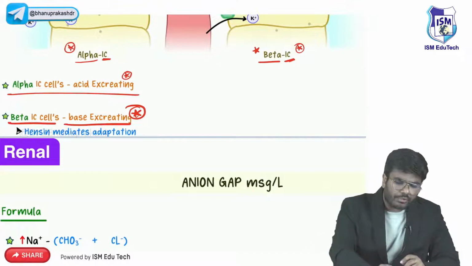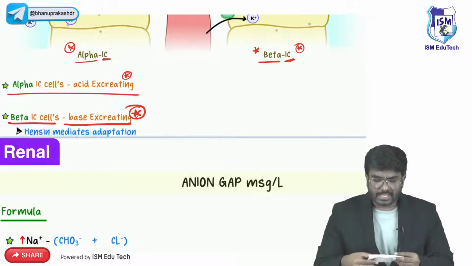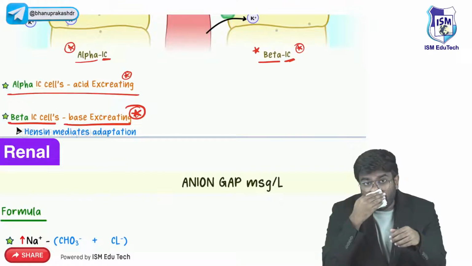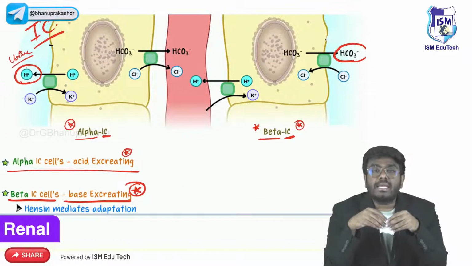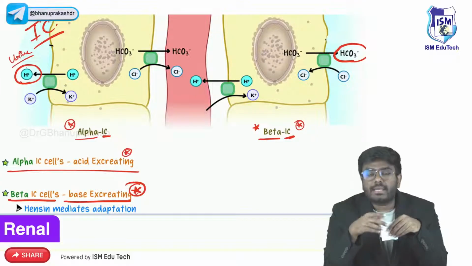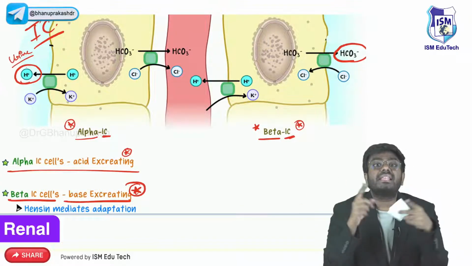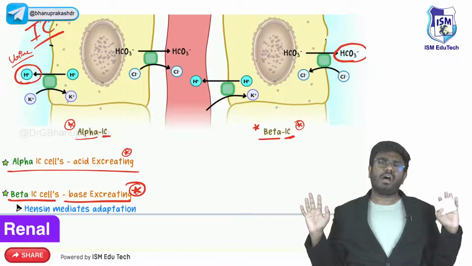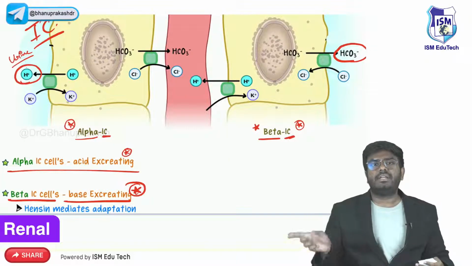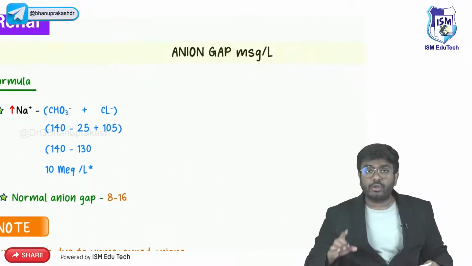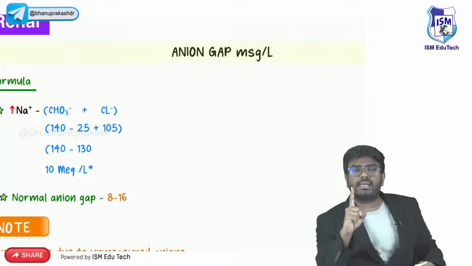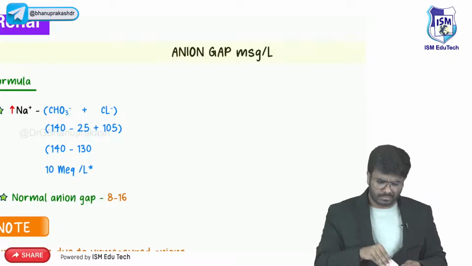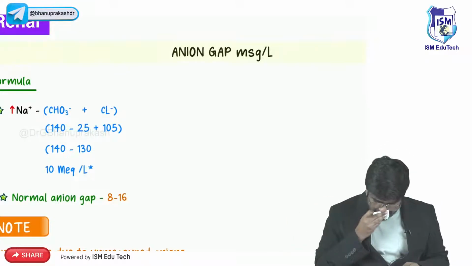The point which I want to put into your mind is, alpha intercalated cell type is seen during acidosis. Alpha intercalated cells are acid excreting cells. During alkalosis, the type of intercalated cell you can see is the beta intercalated cell. The beta intercalated cells are base excreting cells, bicarbonate excreting cells. During alkalosis, we don't want any bases. Already we are having alkalosis, so get rid of the bases. This is one important point I want you to know. Intercalated cells excrete acids as well as bases, based on the situation, whether it is alkalosis or acidosis.